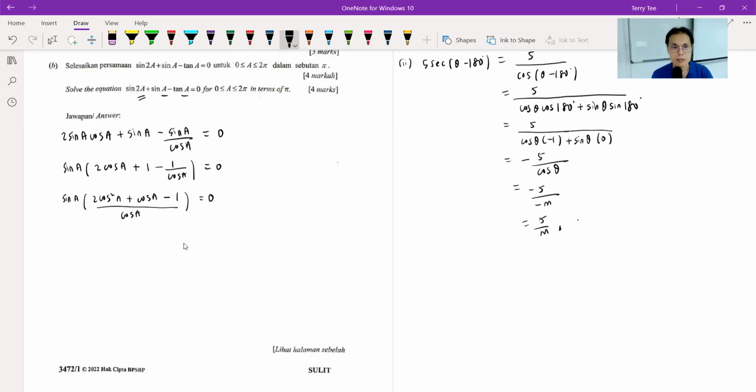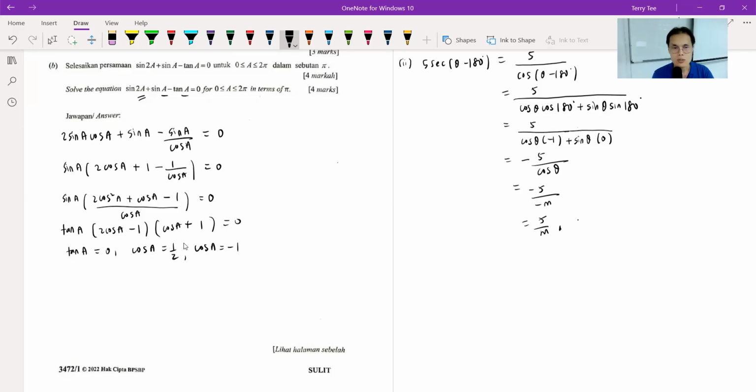The sine a over cos a, I can put together. It becomes tangent a. If you want, I can write one extra step for you, but I'm just going to write tangent a straight away. It's a lot easier. Whereas the whole double bracket, this 2 cos square a plus cos a minus 1, we can factorize with double brackets. So my tangent a is 0, and my cos a is half, or my cos a is -1. So there are 3 values.